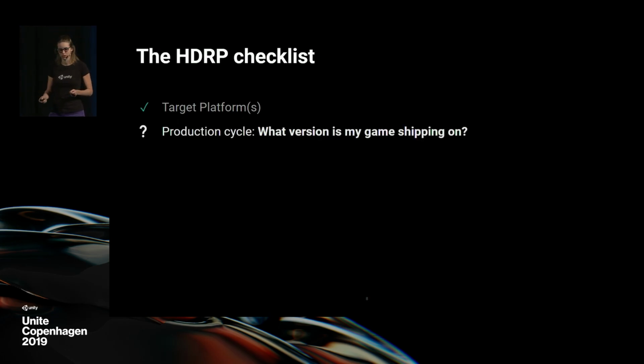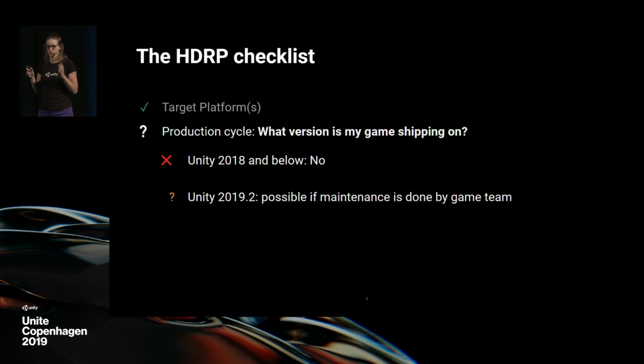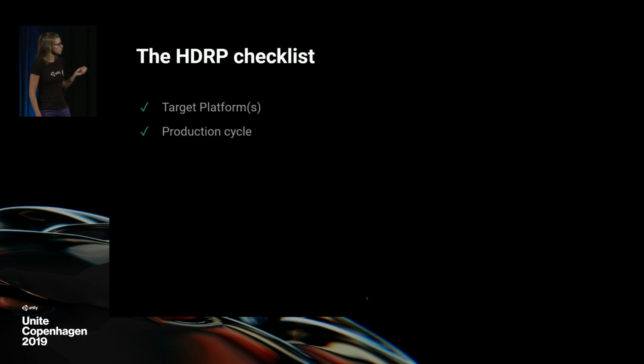Let's look into the production cycle. Are you going to ship your game on a version that is compatible with HDRP? HDRP started to be in preview in the 19 cycle and came out of preview in 19.3. So for 18 and below, you have no support. You're going to be on your own. We don't recommend you to ship on it. 19.2, it is possible with HDRP. It's not out of preview yet. You could ship, but the maintenance is mainly going to be done by you. And of course, 19.3 LTS and above, you have full support. So you have the right target platform. You have the right production cycle.